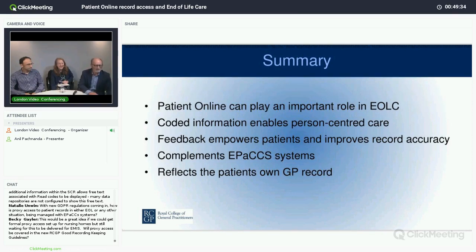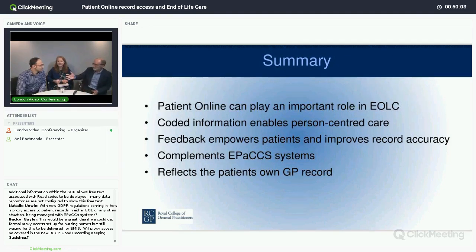We have one more question. So the laptop here that the questions are on has just blanked itself, but it's back. This would be a great idea if we could get formal proxy access set up for nursing homes, but we're still waiting for this to be delivered for EMIS. Will proxy access be covered in the new RCGP Good Record Keeping Guidelines?